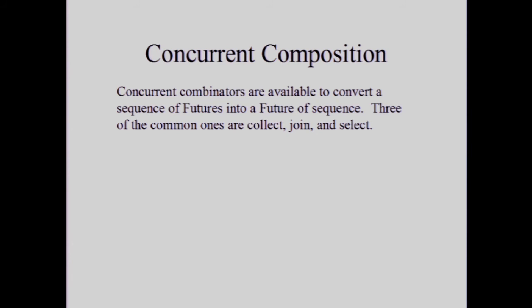So let's say you're doing a search, and you want to search different servers, different databases, whatever, and combine all the results together when you get done. So you can take all of these futures, combine them into one of these combinators, and then it'll go ahead and return the results. It turns a sequence of futures into what they call a future of sequences. So you think of a future as a list, okay? It can be one thing or it can be a list of things, right?